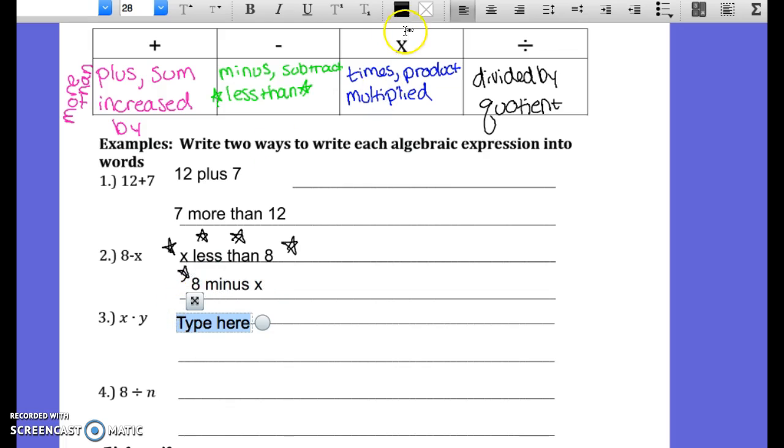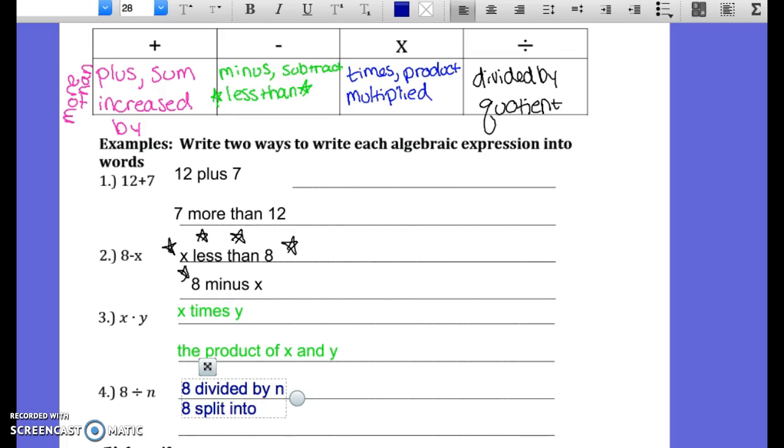Number 3, you could write it as x times y, the product of x and y. Number 4, that symbol we are using is from up here. We could say 8 divided by n, 8 split into n equal groups. You could also say the quotient of 8 and n.